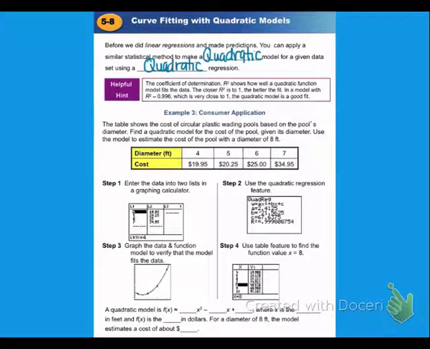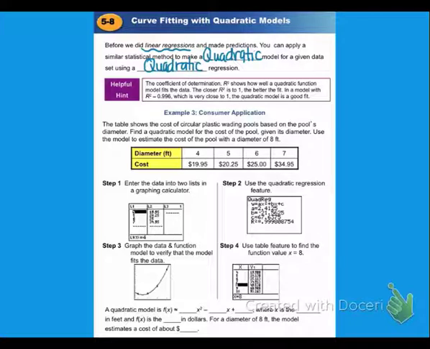As I mentioned earlier, back when we were studying linear functions, we did linear regressions, and we used the list function. We input data into the lists. We did the stat calculate linear regression, which wrote linear functions that modeled the data that we had entered. And we can do the exact same thing here, and we can apply a similar statistical method to make a quadratic model for a given data set using a quadratic regression.